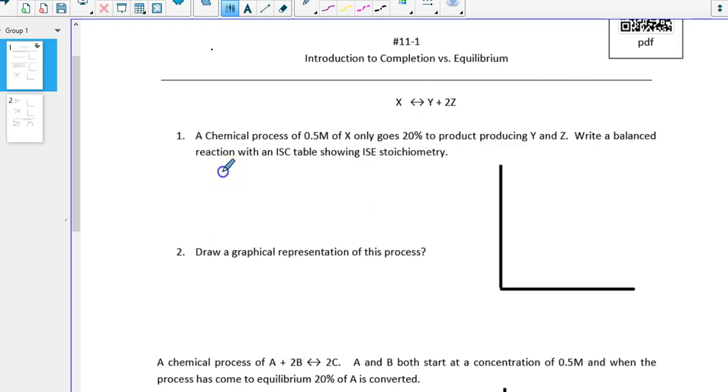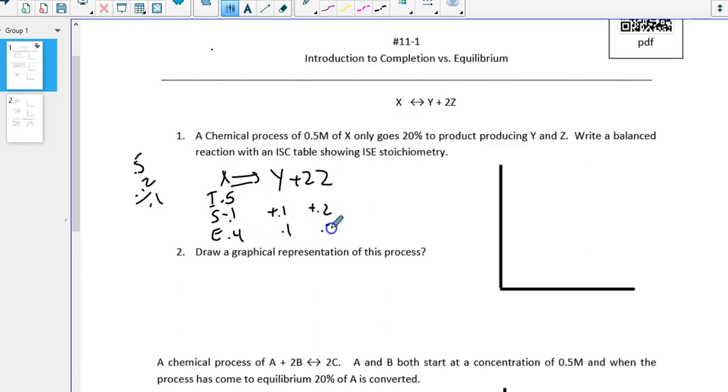We have X goes to Y plus 2Z, initial stoichiometric ratio n. I have 0.5 of this, and we're going to lose 20%, so 0.5 times 0.2 is 0.1, and that's minus 0.1, plus 0.1, plus 0.2, giving 0.4, 0.1, and 0.2. So, good ICE table work.